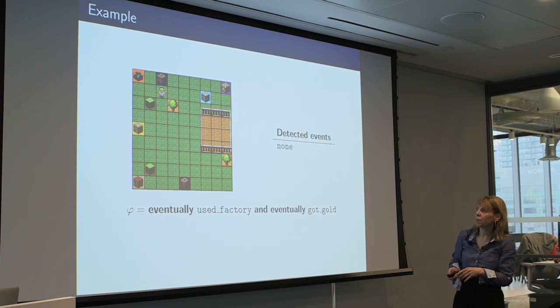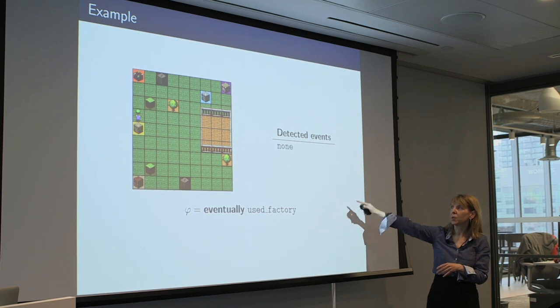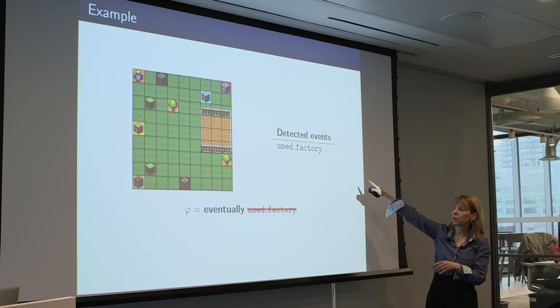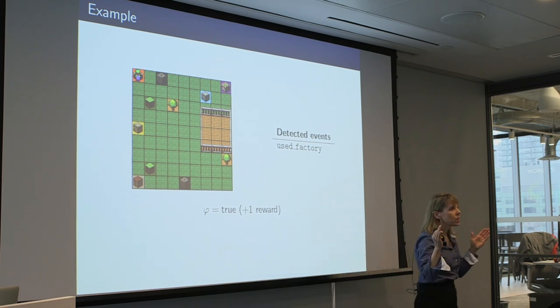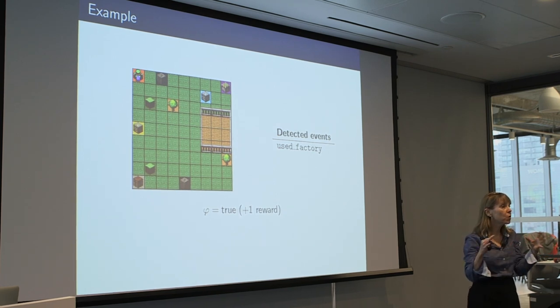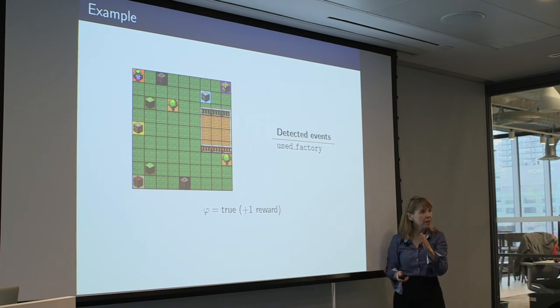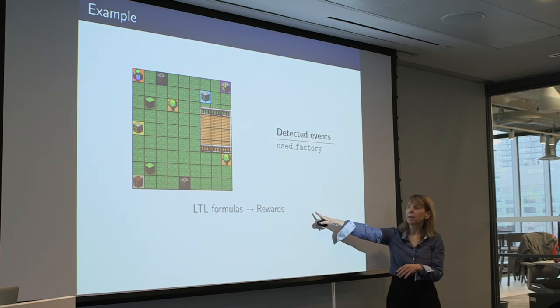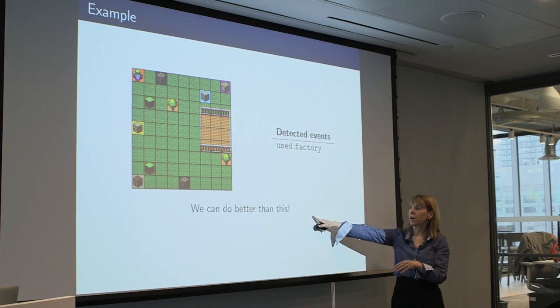So here's again our example. Luigi's moving along, and he's got the gold. And once that's true, then eventually used factory needs to be true. Nothing is detected, he's moving along in the world, used factory, that gets eaten or consumed, and then the formula is true, and we have a reward of one. So associated with each LTL formula is a reward of one if it's satisfied and zero if it's not satisfied. But you can imagine weighting these or combining them together in various ways with an objective function to do some sort of other learning. That was not what we were doing here. We were giving instructions that we wanted definitely solved. So the LTL formulae are a way of conveying a reward function, and we're giving zero or one rewards. And it can be learned using standard RL. But we can do better.